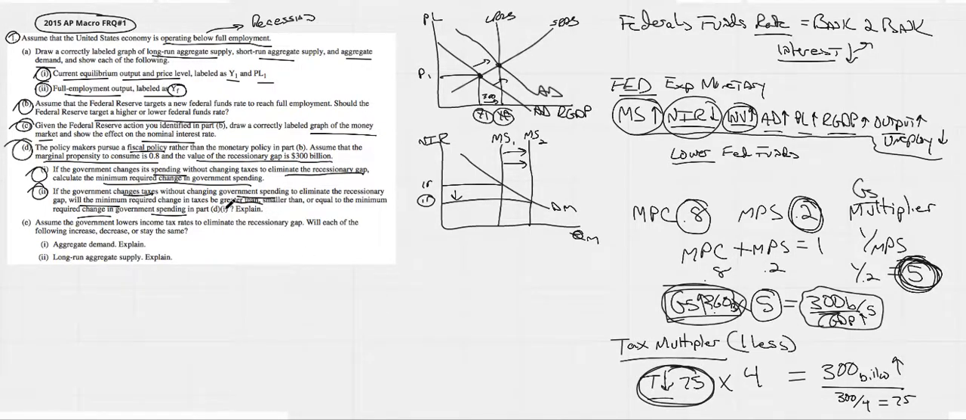They want us to explain this, and there's a couple things we always talk about when we explain the taxing multiplier. One is it's 1 less than the government spending multiplier. I'm kind of writing it in shorthand, but you'd have to write it out a little bit more. You would just say that the taxing multiplier is always 1 less than the government spending multiplier. Therefore, you would have to lower taxes by a larger amount.